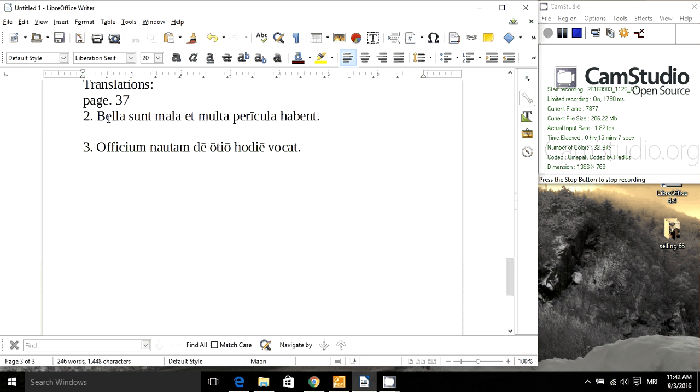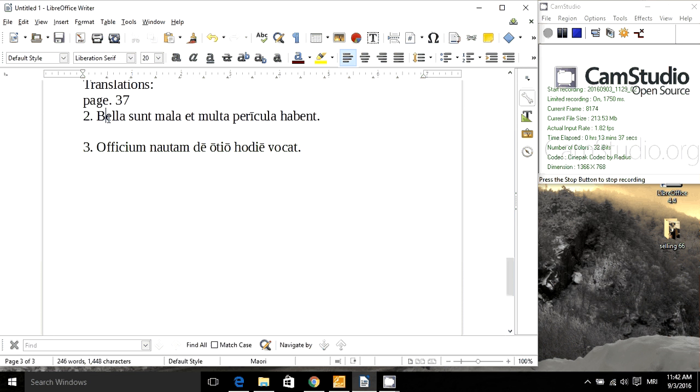Bonus, bona, bonum, another adjective with 3 endings, meaning good or kind. Humanus, humana, humanum, pertaining to man, human, humane, kind, refined. Malus, mala, malum is wicked or bad. Parvus, parva, parvum is small. Stultus, stulta, stultum is foolish. So a stultus is a fool. Verus, vera, verum, true or real.